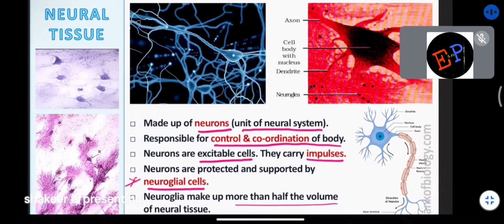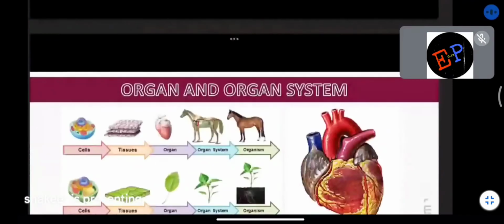Neuroglial cells are not responsible for carrying impulses. They are responsible for protecting the neurons. Is it clear? But they make up half of the total volume of the neural tissue present in the body. Understood now? That's it. Okay, ma?